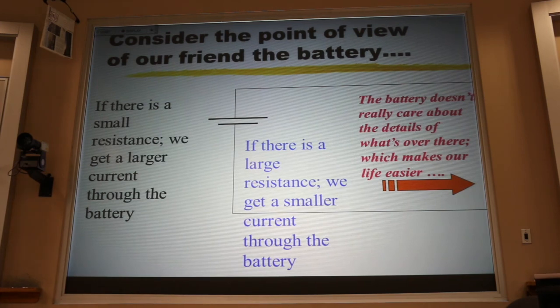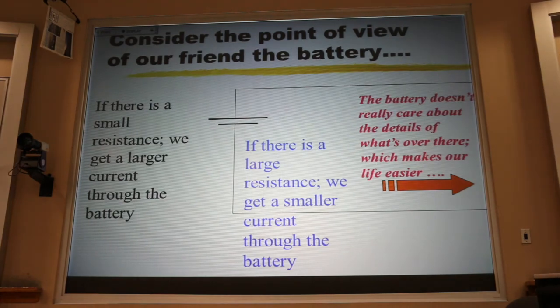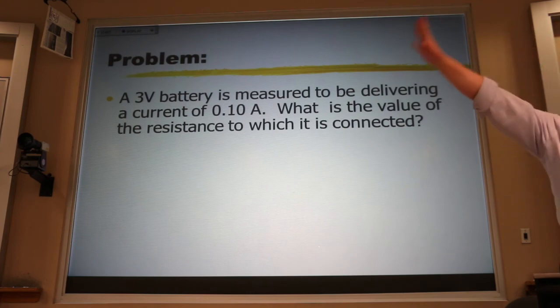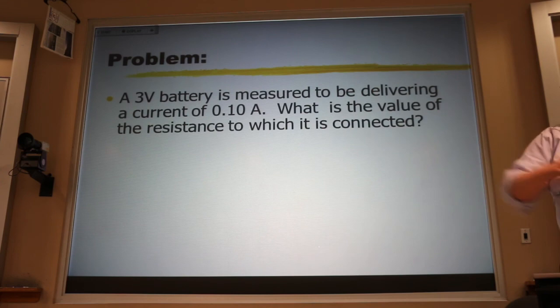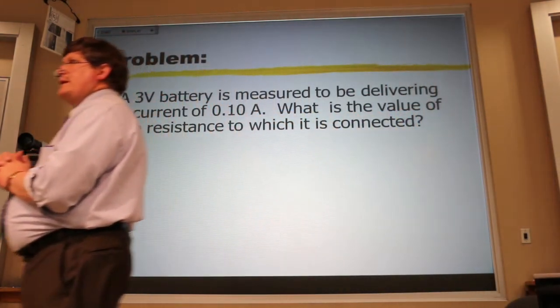Now, calculating that equivalent resistance can be a little bit tricky. Suppose you have a 3-volt battery, and it's measured to be delivering a total current of a tenth of an amp. What is the value of the equivalent resistance that it's hooked to? And we don't care about the details. We don't care about what kind of device it is or how messy it is. Just what would be the equivalent resistance, a single resistor that we could get the same current for?